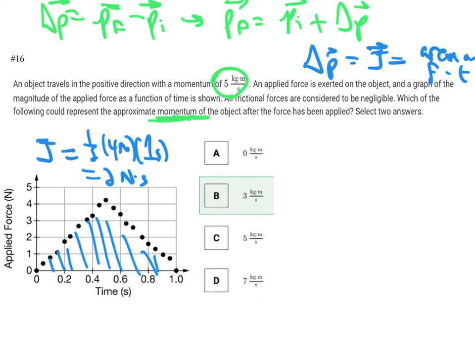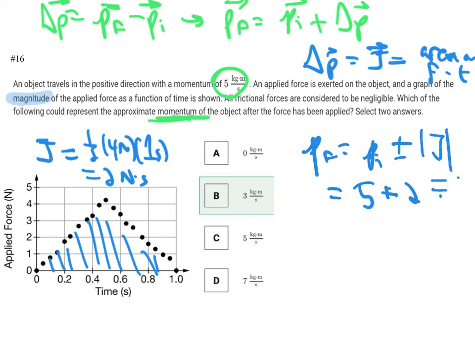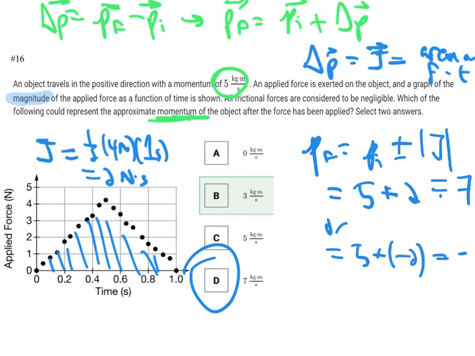Now we need to be careful because this is the magnitude of the applied force, so this is the magnitude of J, which means it could be plus or minus. So we have that P final is P initial plus or minus the magnitude of J, because we don't know which way J is pointing. So it could be 5 plus 2, which is 7, or it could be 5 minus 2, which is 3. Oops, I circled the wrong one. So it should be these two, and it is. All right, B or D.